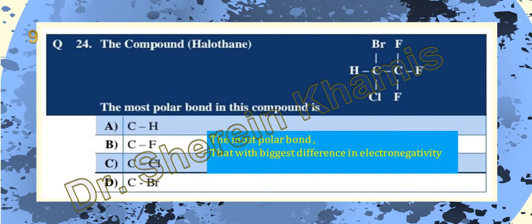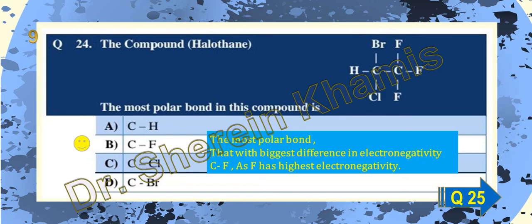If we make a bond with a high difference in electronegativity between the atoms, we compare hydrogen, fluorine, chlorine, bromine. As we took before, among the strongest non-metals we start with fluorine, chlorine, bromine, iodine, and the greatest in electronegativity is fluorine. So the most polar bond is the C-F bond. The right answer is letter B.